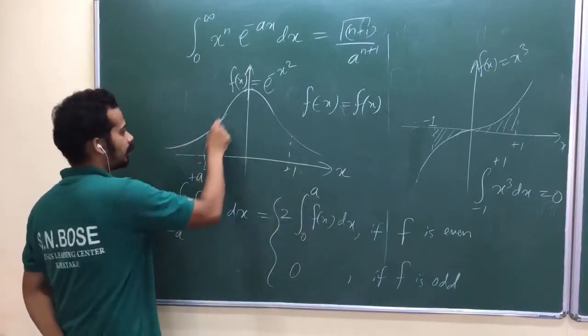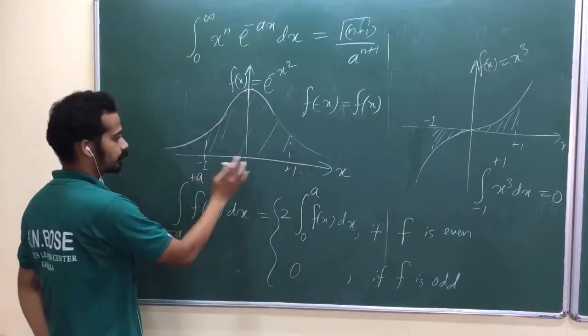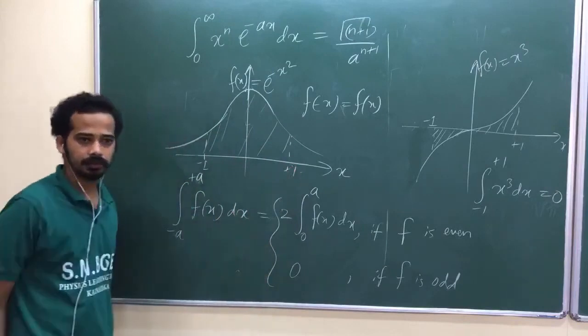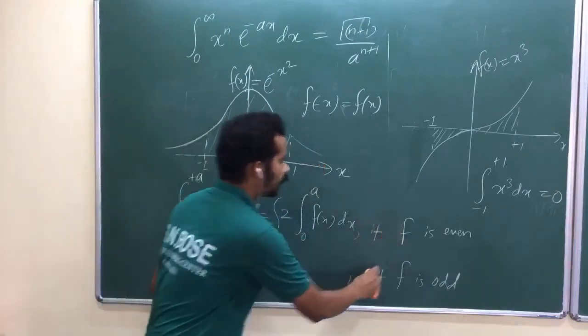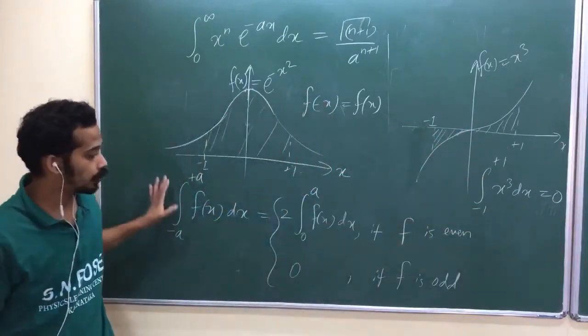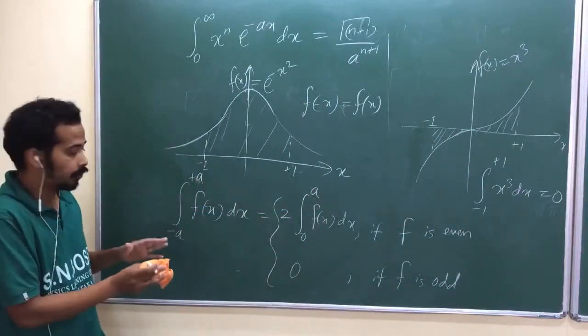Now look at here, the total area under the curve from -1 to +1 is equal to twice the area under the curve from 0 to 1. That is in the case of an even function. In the case of an odd function, that will be 0, if the limit is symmetric. Don't apply this rule if the limit is not symmetric. Symmetric, I hope you got the idea.